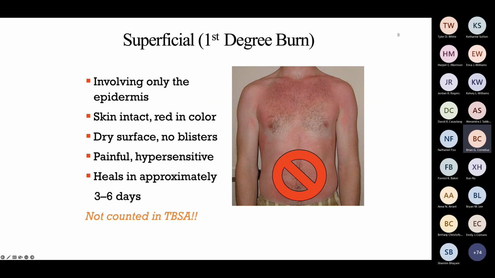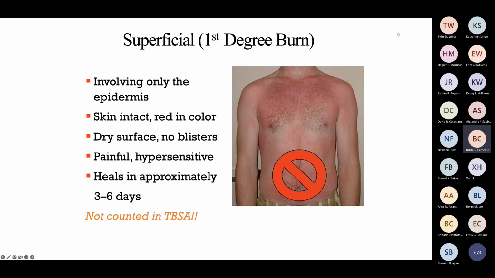So superficial or first degree burns usually involve only the epidermis. The skin should be intact. It's going to be red in color. Usually you have a dry surface without blisters. It's painful. A lot of the pain comes from that superficial layer of tissue. So deep burns are generally not as painful. So if you think about third degree burns, they usually don't hurt quite as much as second degree do. But as I said, you don't have that uniform layering throughout. So around the edges, it'll be extremely painful.